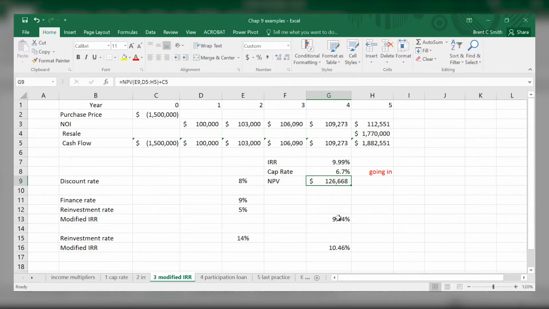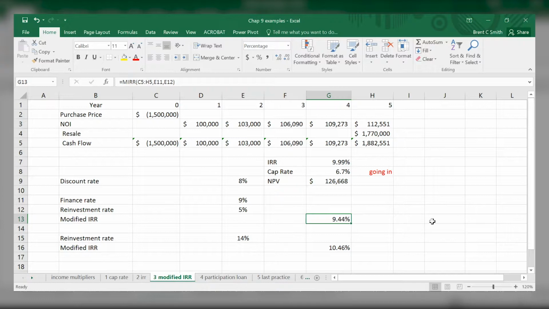What you have right here is the modified IRR if I incorporate these two components, a finance rate or a cost of funds of 9%, and a reinvestment rate of 5%. In essence, what I'm saying then is I'm going to take this money and I'm going to invest it in a relatively safe investment so that I can ensure that it is available when I'm ready to employ it. So I'm going to only anticipate a return of 5%.